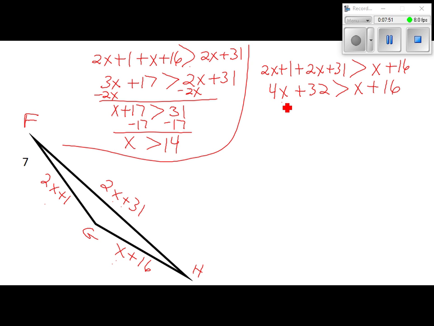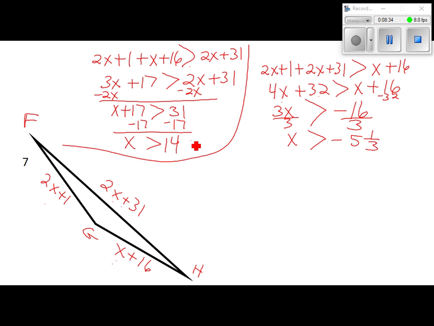I'm going to move the x over to here. That means 3x. You subtract x on both sides. I'm doing a lot of this in my head. I'm going to move the 32 over to there. That means we subtract 32 from both sides. Well, 16 minus 32 is a negative 16. We divide both sides by 3. Well, when we divide both sides by 3 here, we end up with x is greater than negative 5 1/3. Well, we know x has to be bigger than negative 5 1/3 because x, the lengths of the sides, I guess the x could be negative, but we now know that x has to be greater than that.